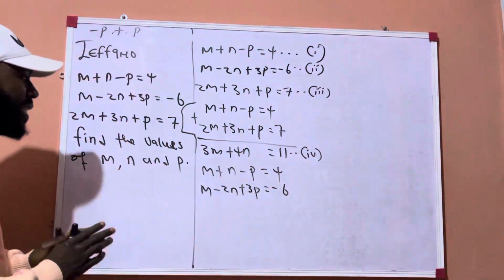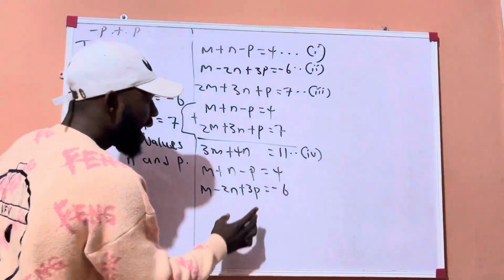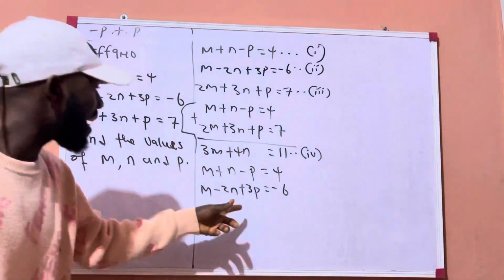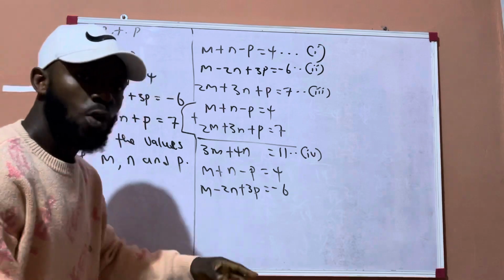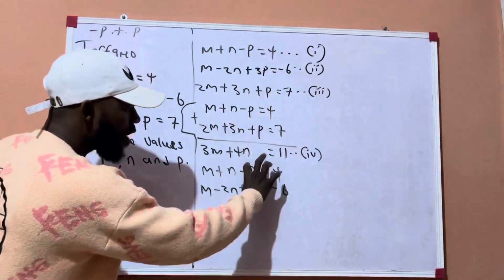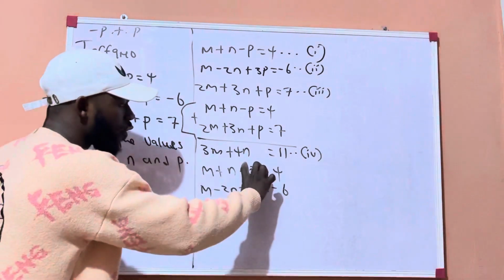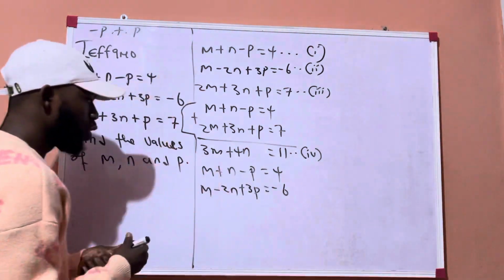But you will notice that in this equation, I have minus p here and I have plus 3p here. And there is no way we can add or subtract so that these two give us 0. So what do we do? We have to make sure that the coefficients of p are the same. Now, how do I make the coefficients of p the same here? This is what we will do.